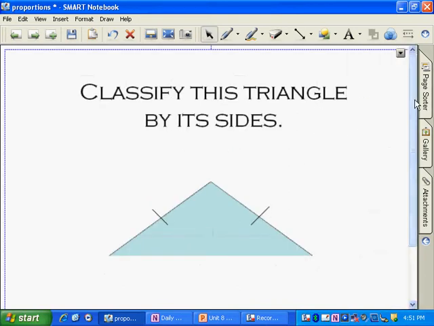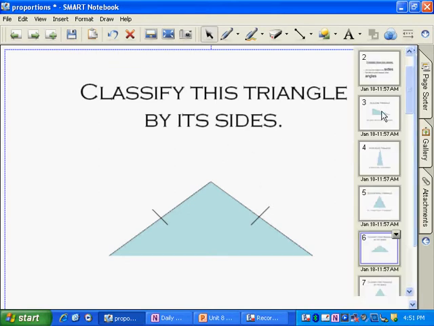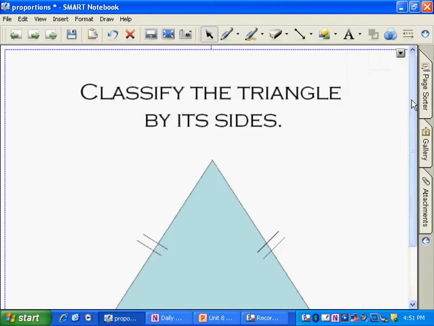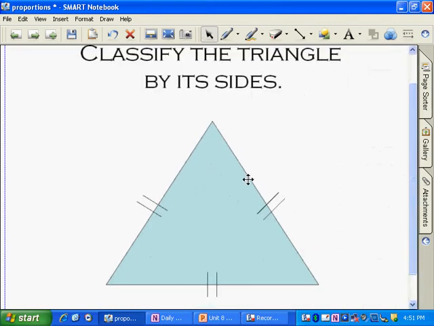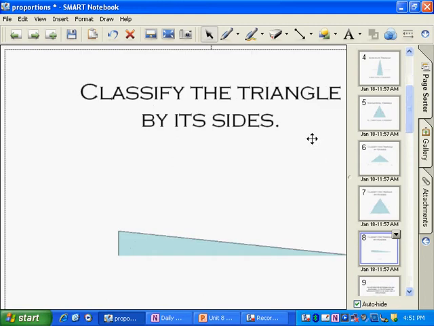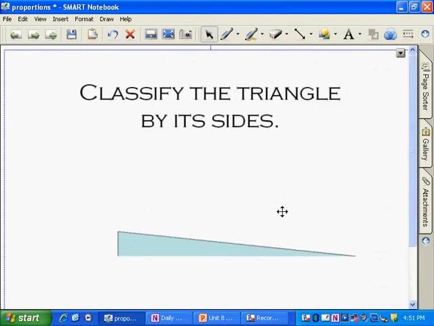So this is an example of an isosceles triangle because two sides are the same length, and I'm naming it just by its sides right now. I'm not talking about its angles, just according to its sides. This is an isosceles triangle. This is an example of an equilateral triangle because three sides are the same length. And then this triangle here is a scalene triangle because no sides are the same length.